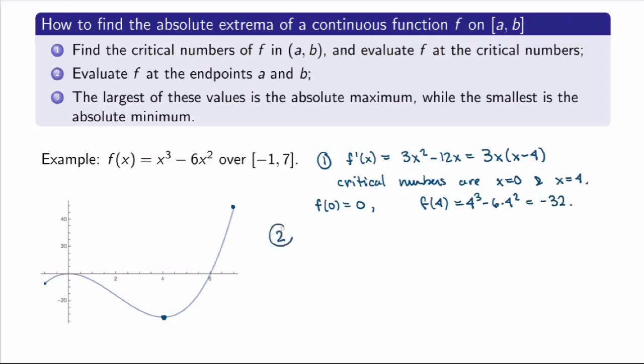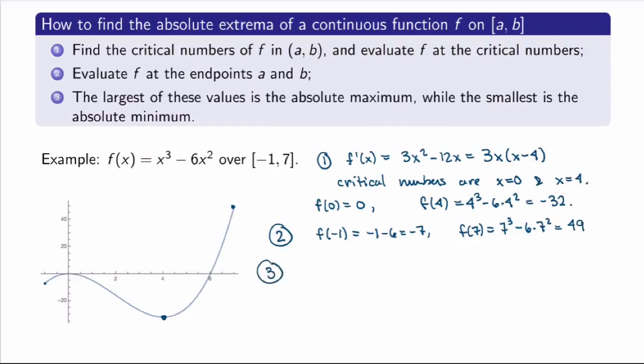All right, second step is to evaluate the function at the endpoints. So first, at -1, the value of the function is -1 minus 6, which is minus 7. And at x equals 7, the function takes value x cubed minus 6 times x squared, which is 49.